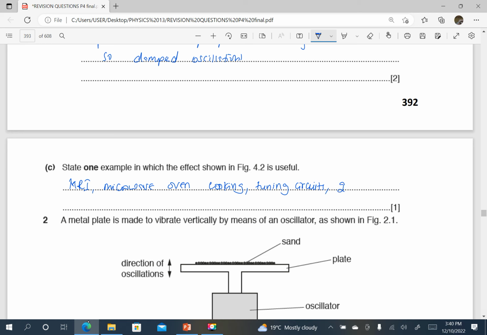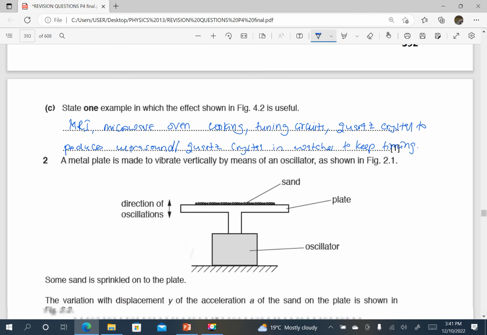Number four, you can talk about quartz crystal. The quartz crystal to produce ultrasound, and the quartz crystal in watches to keep timing. All those are some of the applications of resonance. MRI, that is magnetic resonance imaging, or sometimes it's called nuclear magnetic resonance imaging.